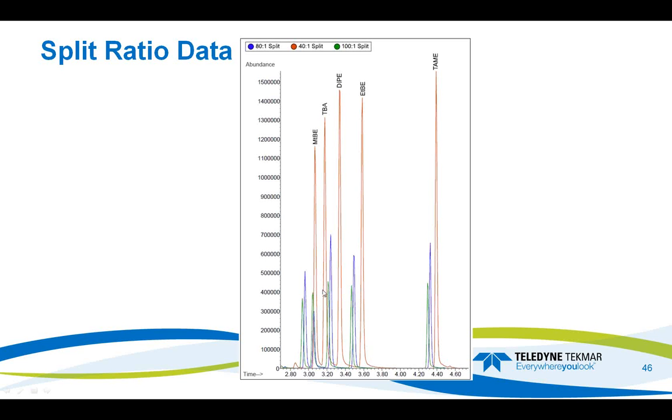Now, if these peaks are plenty sharp enough, and if we're getting good enough recovery, so enough area counts to adequately calibrate, and we're getting the reduction in water that we want to see, a 100-to-1 split may be fine. If we're not getting enough target compound into our detector, and we're not getting enough area counts for calibration, then obviously we have to go with a lower split ratio.